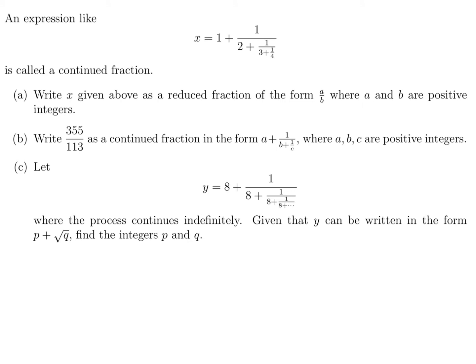An expression like x is equal to 1 plus 1 over 2 plus 1 over 3 plus 1 over 4 is called a continued fraction. Write x given above as a reduced fraction of the form a over b, where a and b are positive integers. Okay, let me see if I can do that. So I have 1 plus 1 over 2 plus 1 over, so I got to add 3 plus 1 over 4. So that's going to be 12 over 4 plus 1, so it'll be 13 over 4.